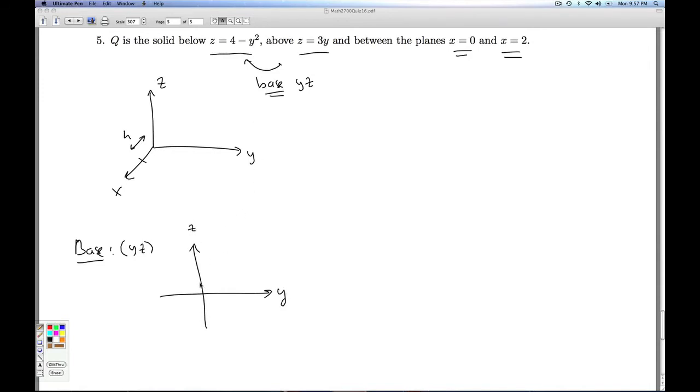Z equals 4 minus y squared. That's a downward parabola. Z equals 3y is an increasing line. So as always, we have to find out where these things intersect. So z equals 3y equals 4 minus y squared. In other words, y squared plus 3y minus 4 is equal to 0. So you get y equals -4 and y equals 1.